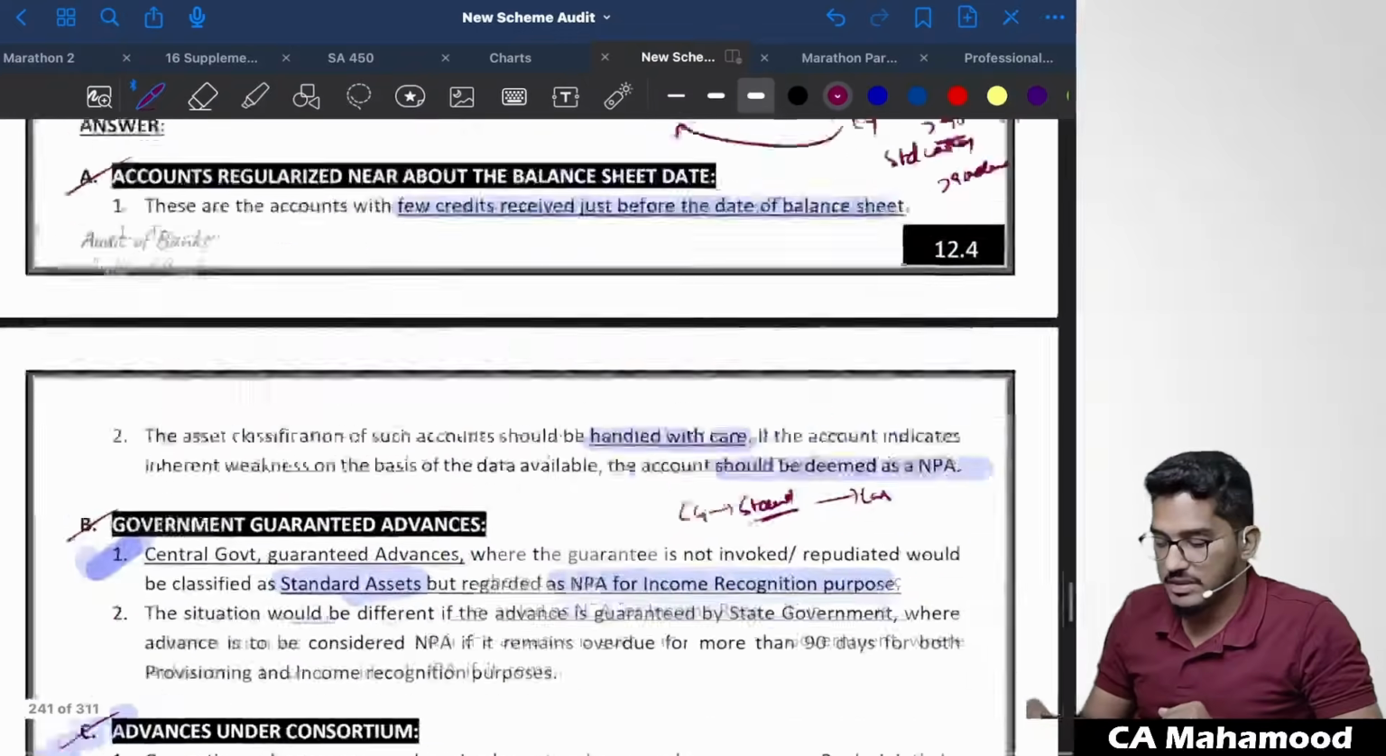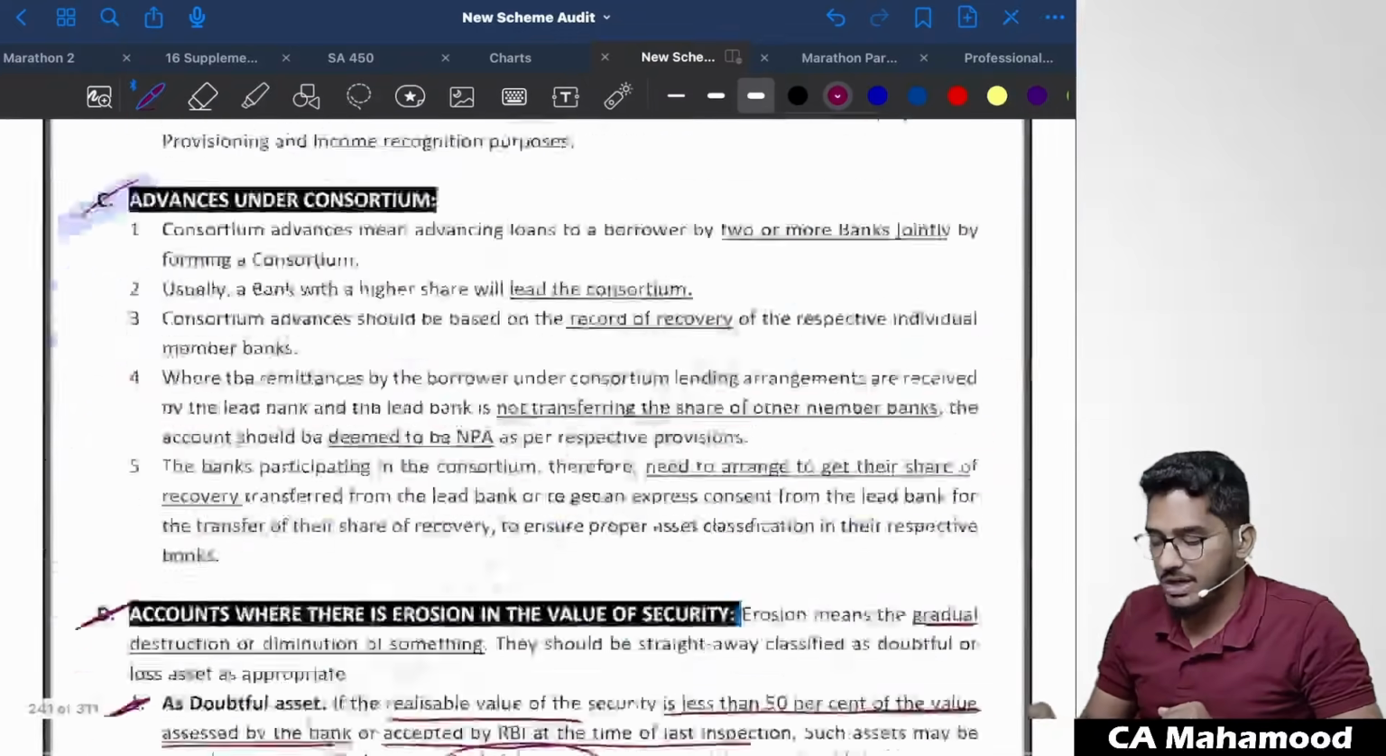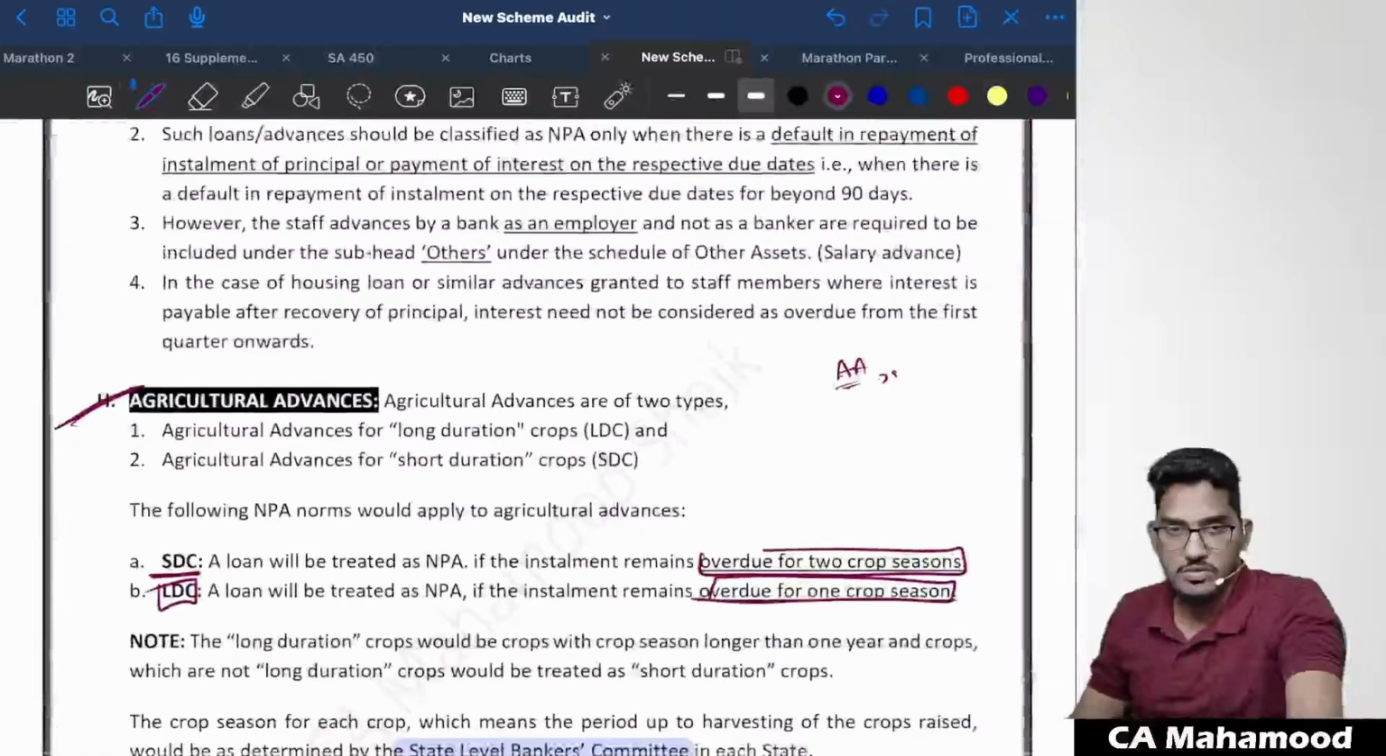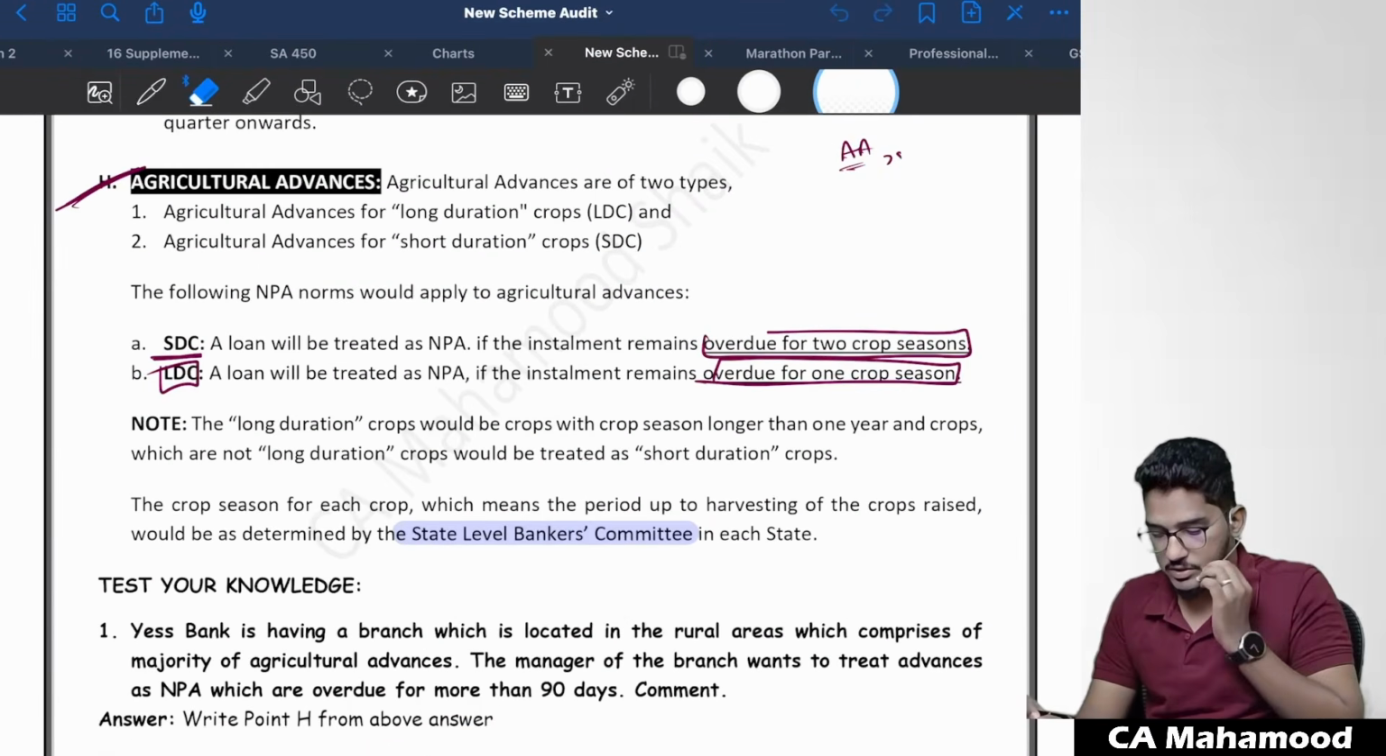Clear? So these are the 8 special cases where we have to be a little bit careful about NPA norms. Hope you guys have understood this. So let us now proceed further with the next concept from this chapter.